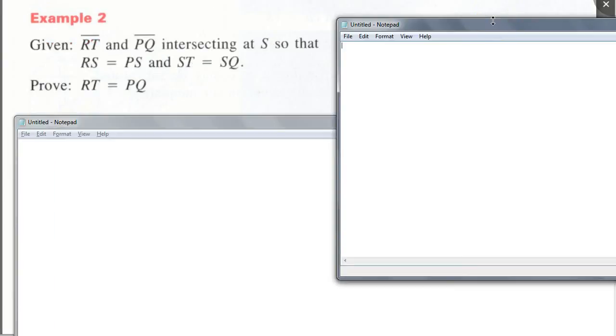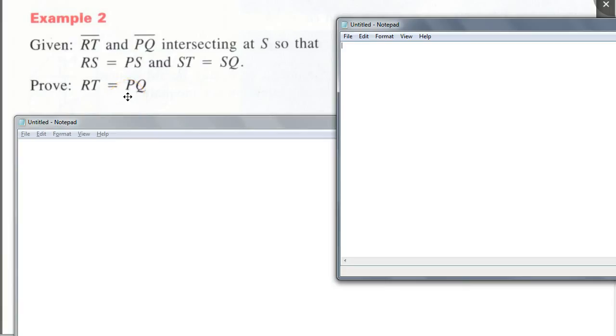Here's our first proof. Here's a given statement, guys. I want you to just take a look at it, like I said before. I'll tell you what to write in a minute. It says segment RT and segment PQ intersect at S, so that RS is equal to PS and ST equals SQ. By the way, what does it mean if you just have RS without the segment symbol on top? Yeah, the distance or the length of that segment. And here they want you to prove that RT is equal to PQ.